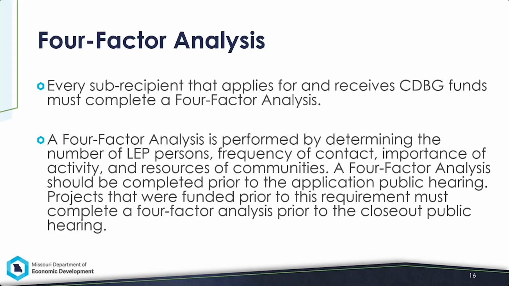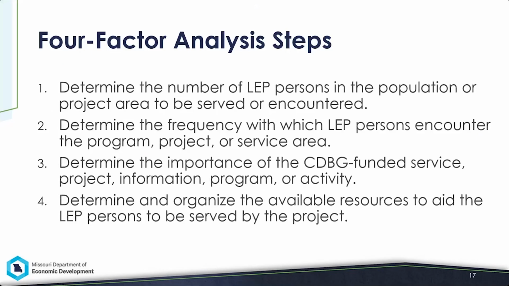So here are the specific steps of the four-factor analysis. First, you'll determine the number of LEP persons in your population. Then you'll determine how frequently they will encounter your project or services. And then you'll determine the importance of the CDBG funded activity. And finally, determine what resources you have available to aid those LEP persons in the project. And you can find that LEP data on the census website, which will also be linked at the end.